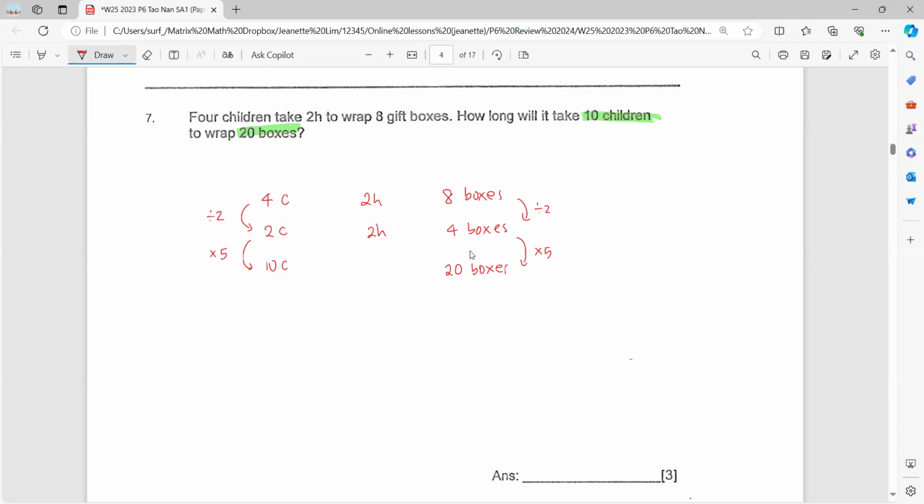Okay, so this time we keep the time taken as well. So what is the time taken for 10 children, 20 boxes? Time taken is 2 hours. So it's actually the same time as this 4 children wrapping 8 gift boxes.